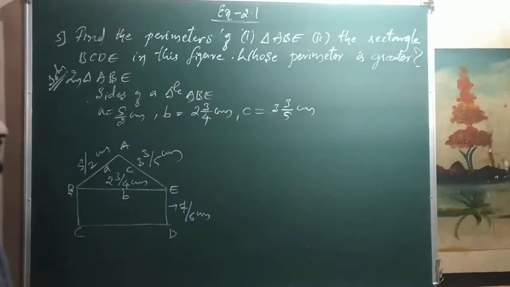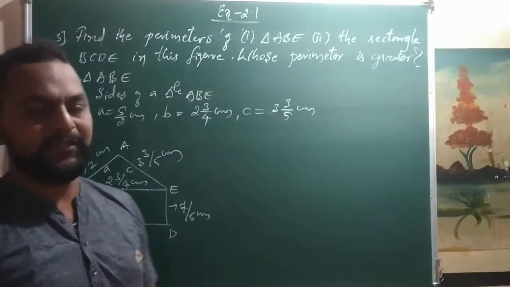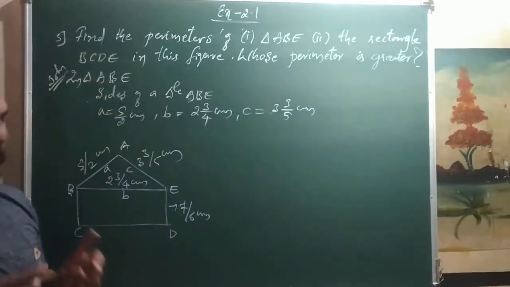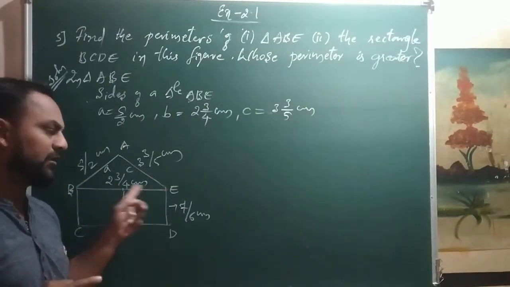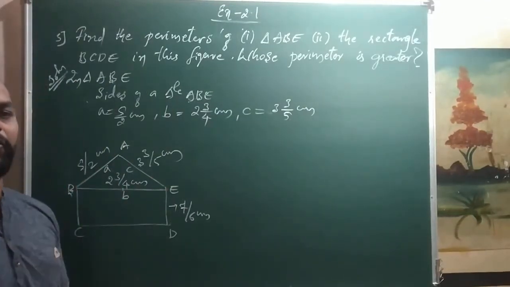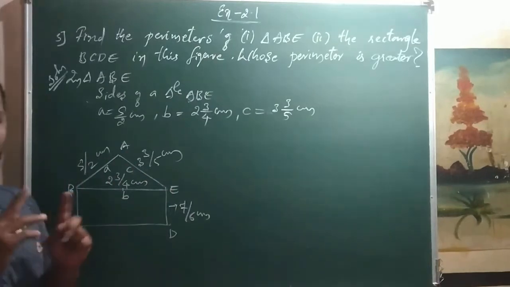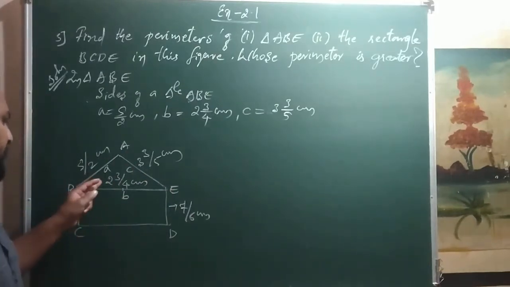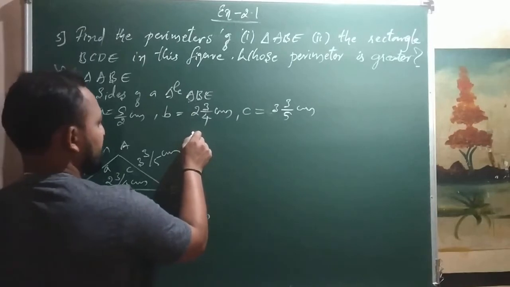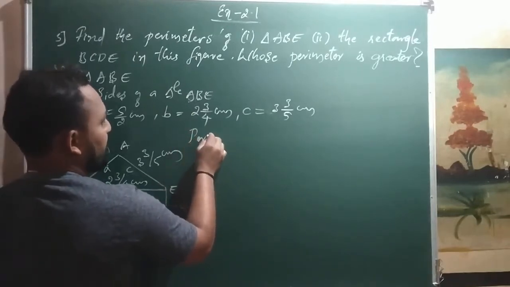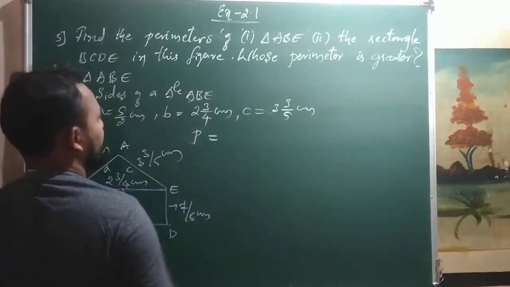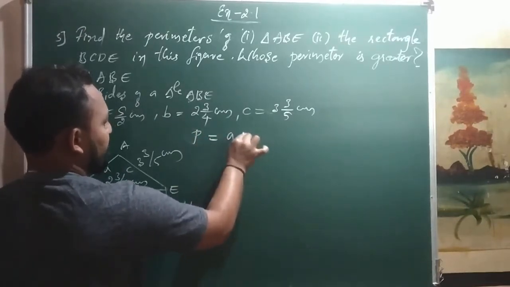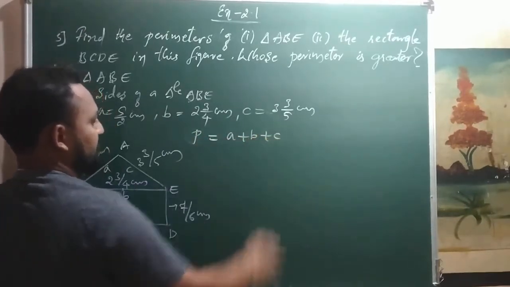Then the perimeter. The perimeter is the length along the boundary of the closed figure, which means the sum of the lengths of all sides. The perimeter of a triangle is a plus b plus c.